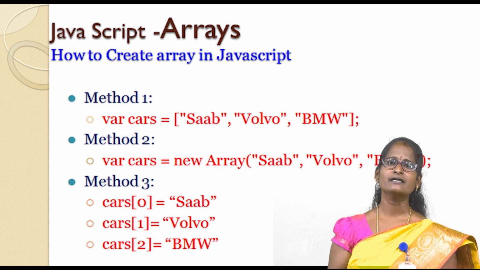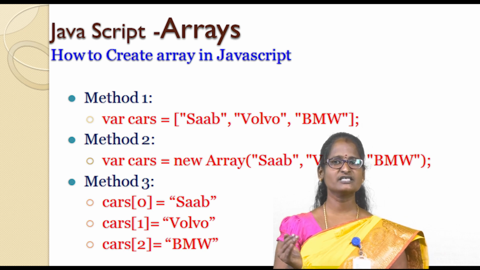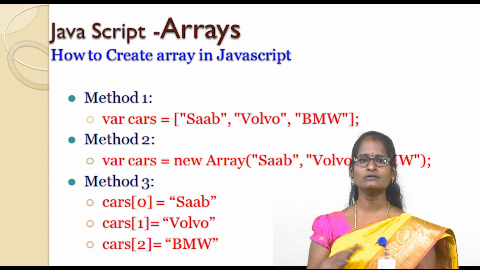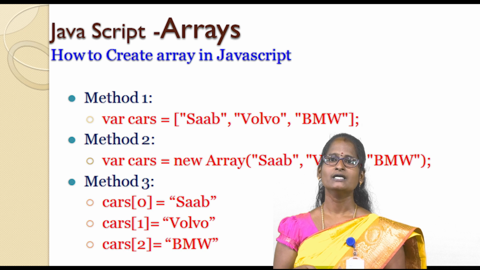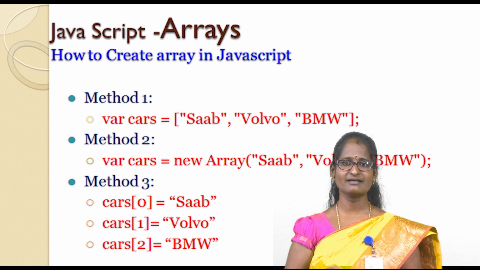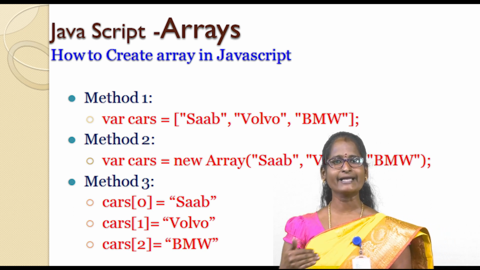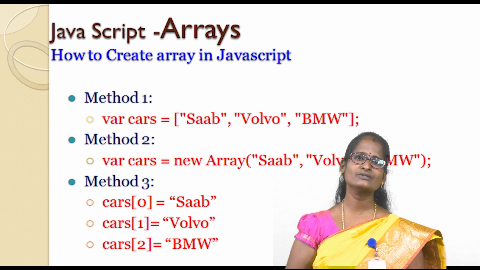The third method initializes the array starting with 0. So cars of 0 equal to Saab, cars of 1 equal to Volvo, cars of 2 equal to BMW. These are the three methods for initializing the array values. How to access the values? We have already initialized the array values. How do we access the values of arrays in JavaScript? That also uses three methods.